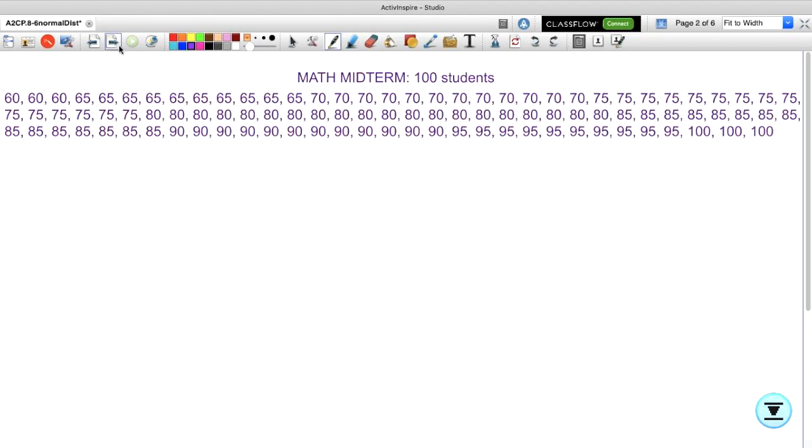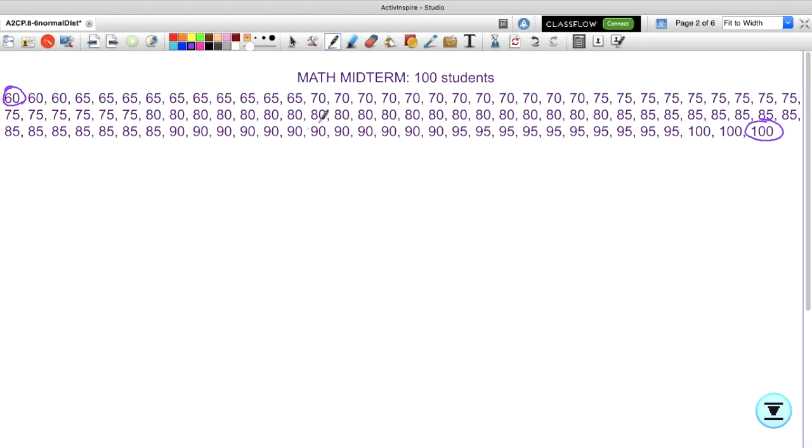So let's talk about why we would need this or see this. Let's say I gave out a math midterm to 100 students, and I don't have 100 students, but I have a lot. And let's say this was our data. Here are all the test scores for 100 students, and I put them in order from least to greatest. Looking at this data, you could say the lowest score was 60 and the highest score was 100. You could make a box and whisker plot of this, find the median, the upper quartile, and the lower quartile, and that would tell you something about this data.